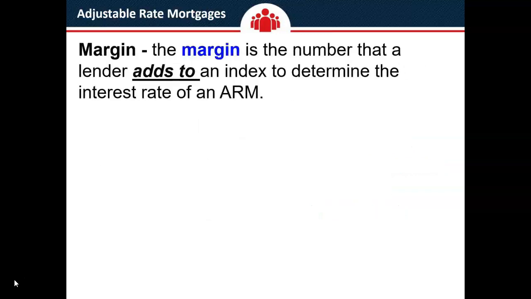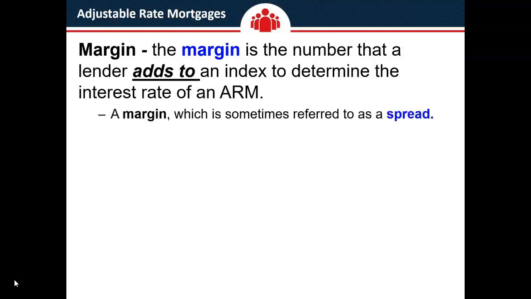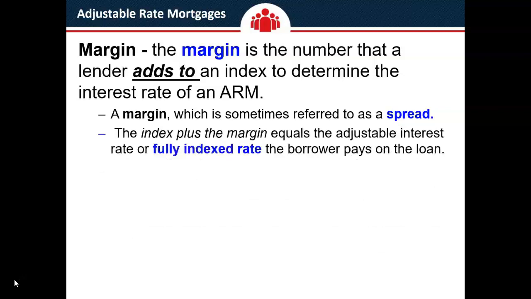Let's talk a little bit about the margin. Now, the margin is the number that the lender adds to the index to determine the actual rate. A margin is sometimes called a spread. It's actually the profit that the bank makes. The index plus the margin equals the fully indexed rate. You hear me say that over and over.